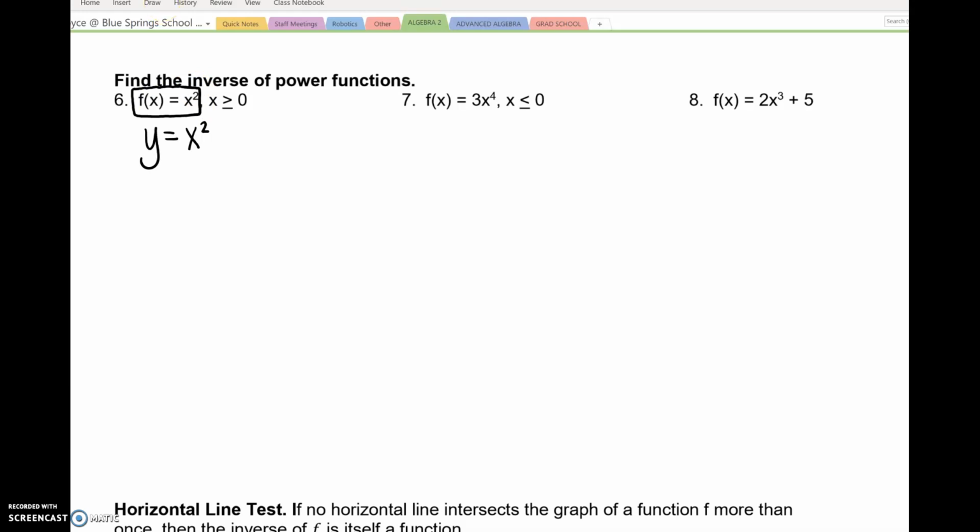So if we want to find the inverse, step 1 is switch x and y. Y becomes x, x becomes y. Step 2 is solve. Get y by itself. Square the y. Square root the y. I meant to say that, but you're not done. You just made a silly mistake.